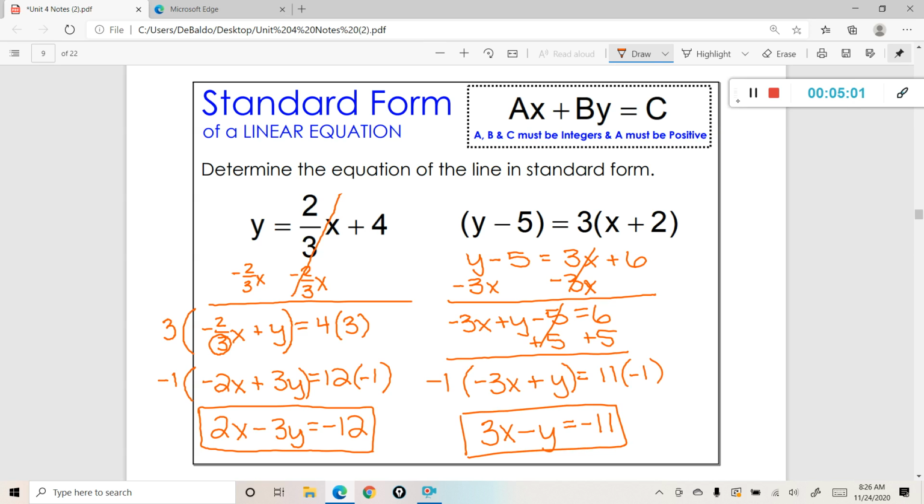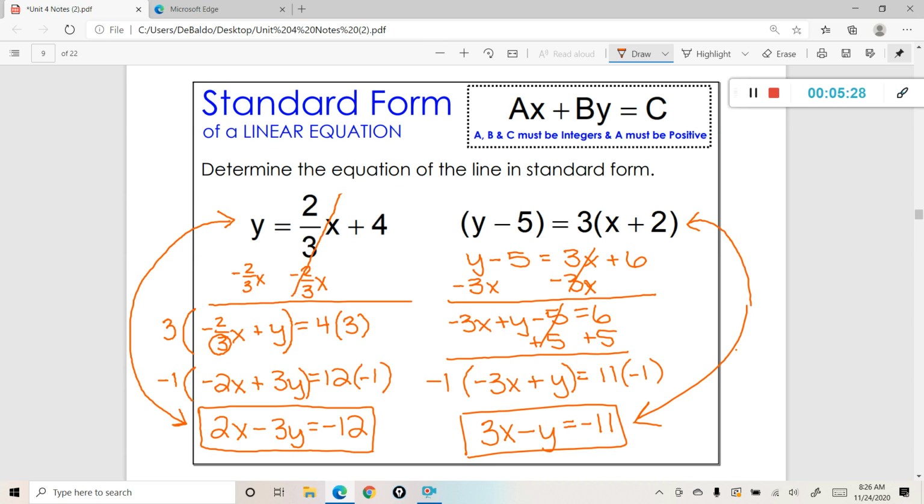Now, just thinking about these equations, we have to think of what's the point of all this? Well, first of all, this equation in slope-intercept form is the exact same line that I have here in standard form. It's just in a different format. Same thing with the second. This equation in point-slope form is the exact same line as this one down here in standard form. It's just written in a different form.